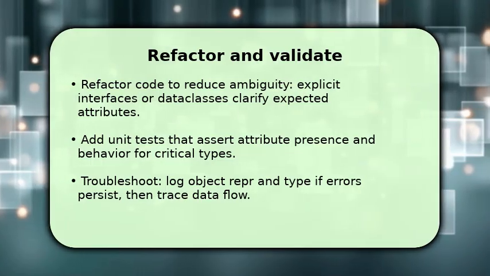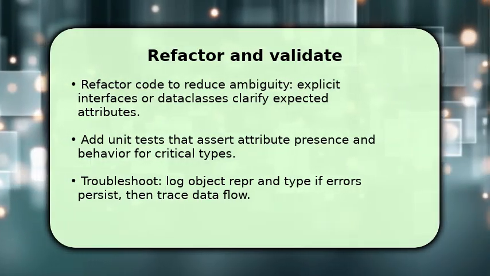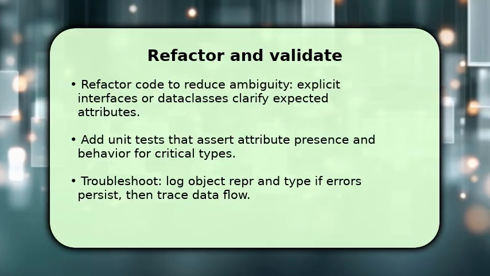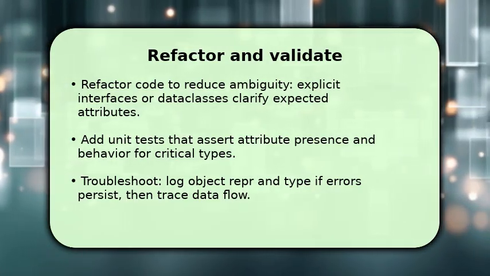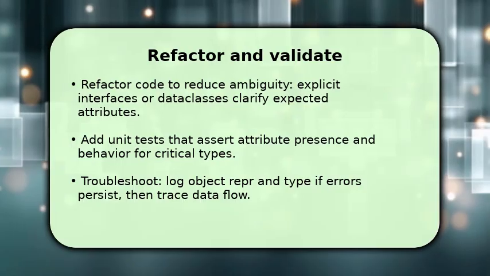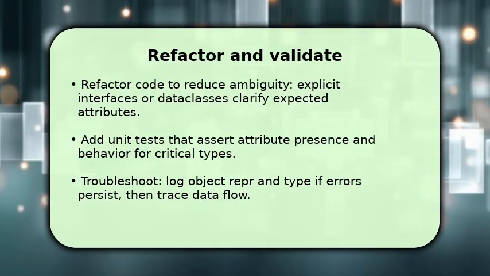If the error persists, log repr(obj) and type(obj) at the failure point and trace the data flow back through earlier functions to find where the wrong value was introduced. That logged context is the fastest troubleshooting tip.